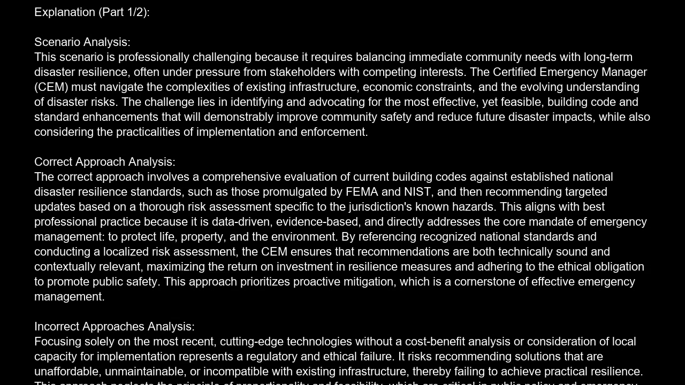The correct answer is A. Conduct a comprehensive review of current building codes against established national disaster resilience standards and perform a localized risk assessment to identify critical areas for improvement.